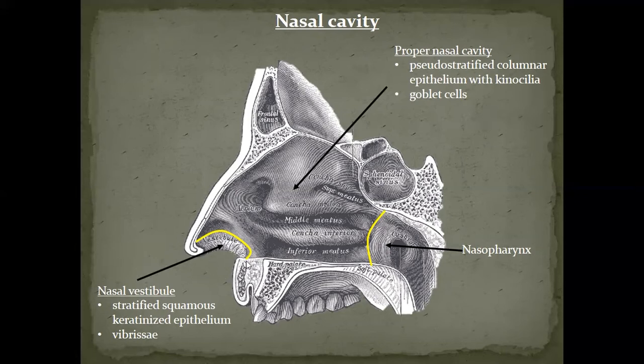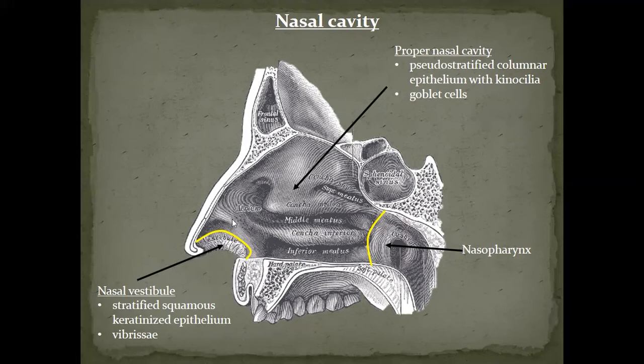The nasal cavity itself has two main parts. The outer part, which contains the hair, is called the nasal vestibule. The nasal vestibule has a different structure. It's histologically also different. It has a stratified squamous keratinizing epithelium, so it is actually the same as our skin. This is why it can contain hair as well, and glands, sebaceous glands or sweat glands, for example.